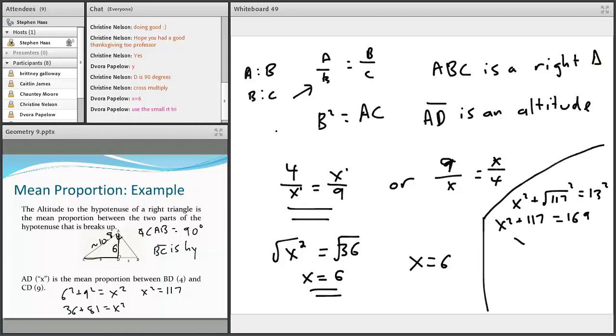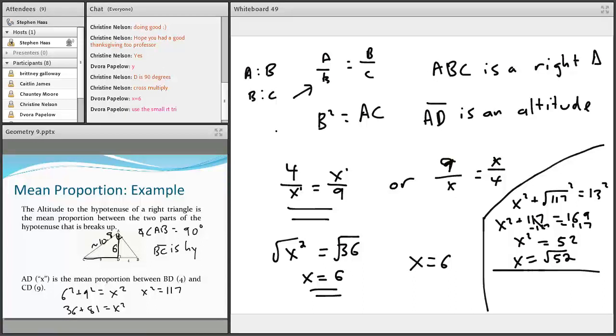Subtract 117 from each side, and you have x squared equals 52. So x equals the square root of 52, and the square root of 52 is, again, a little bit over 7, approximately 7.2 or 7.1, something like that. Again, if I do it on my calculator, yeah, a little over 7.2. Okay, that's how to do it one way.